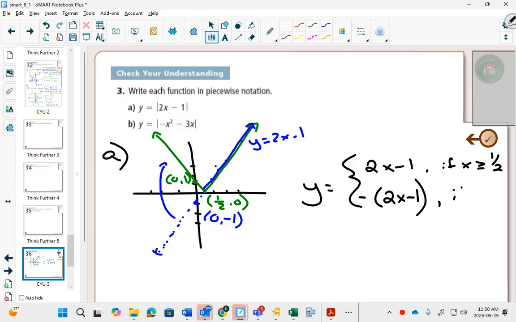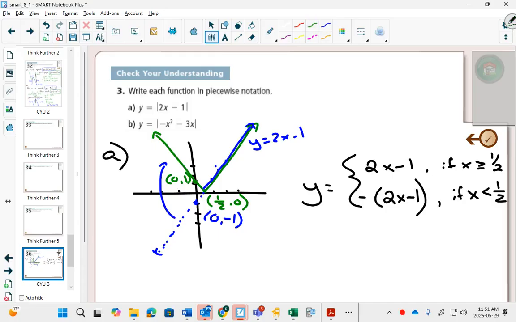Which I can write if x is less than 1/2, because it was when the graph was less than 1/2 that you'd have to flip that section up. And this part of the line that got flipped up is negative 2x minus 1, and you could distribute that negative.